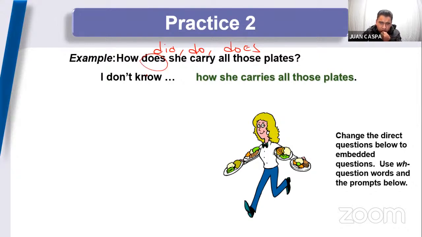Even the direct question is like this, but we're not going to use it like that. I don't know how she carries all the plates. We won't say how does she carry, right?